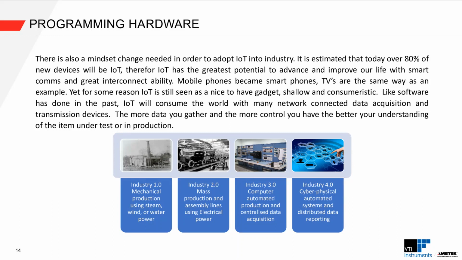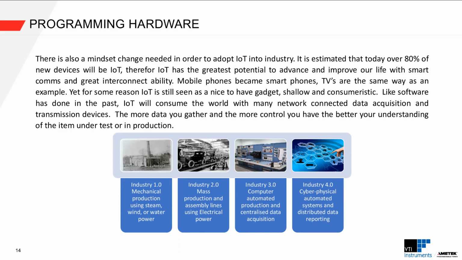There's been a few names given to this. Generally, it's called IIoT, which is Industrial Internet of Things. In Germany, they call it Industry 4.0, and that's quite an interesting idea. And I've put it together as a little timeline at the bottom of this slide. So you've got Industry 1.0, which was the original mechanical production line using either steam, wind, or water power to produce whatever it was that you were trying to create. Industry 2.0 saw the introduction of mass production, assembly lines, and factories using electrical power to enable them to do this.